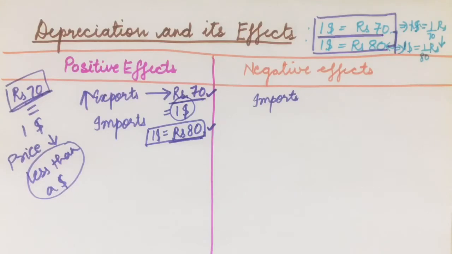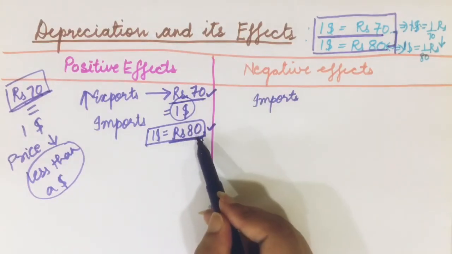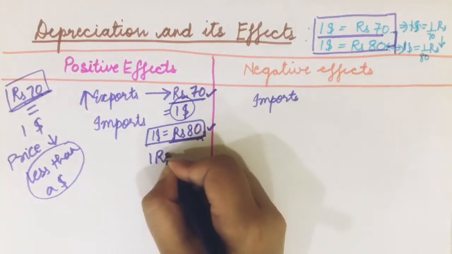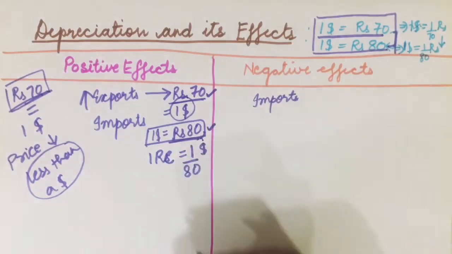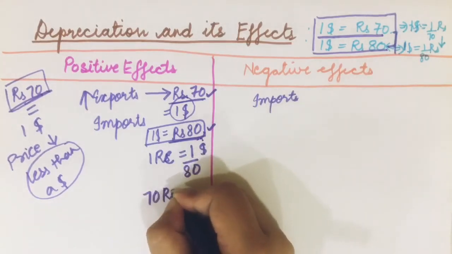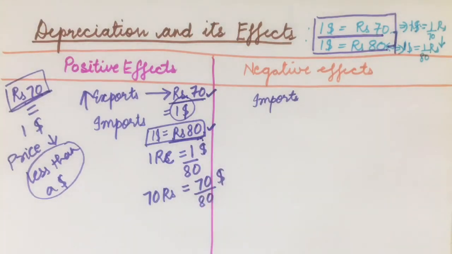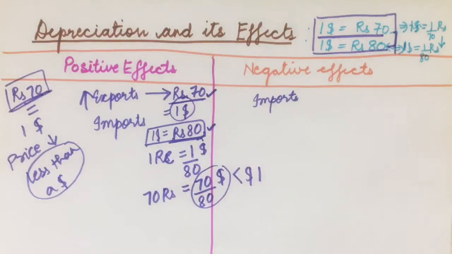And if you want to understand all this by means of the exchange rate, see, $1 is equal to 80 rupees. Using this exchange rate, I now want the value of 70 rupees. First I can find out the value of 1 rupee in this case. How much would it be? $1 upon 80. Now he is charging 70 rupees, so I can write 70 upon 80 dollars as the value of my new exports. If you see, this term is less than $1. That means the price of exports has gone down for the foreigners, and hence the exports would rise.